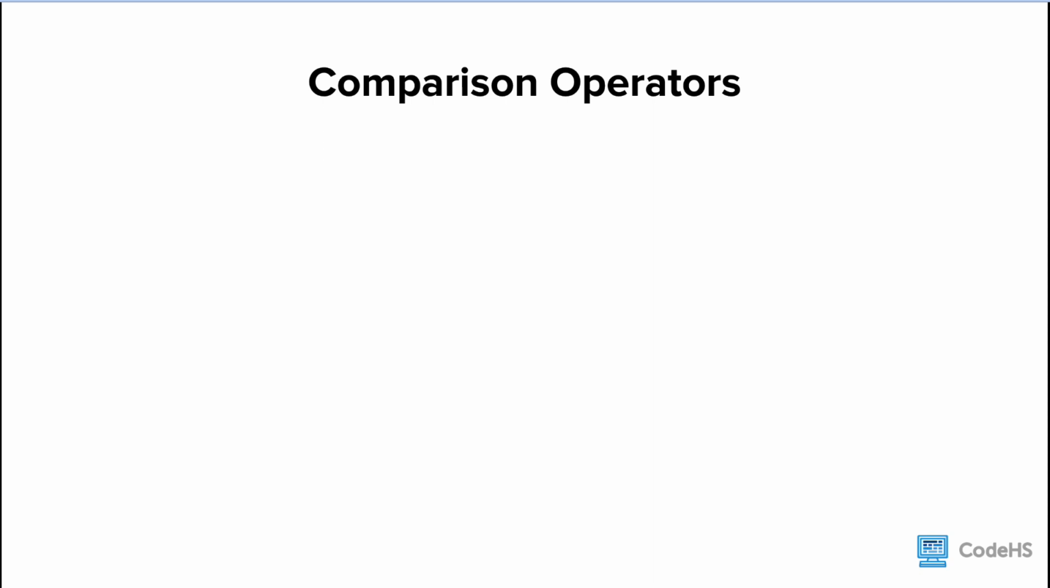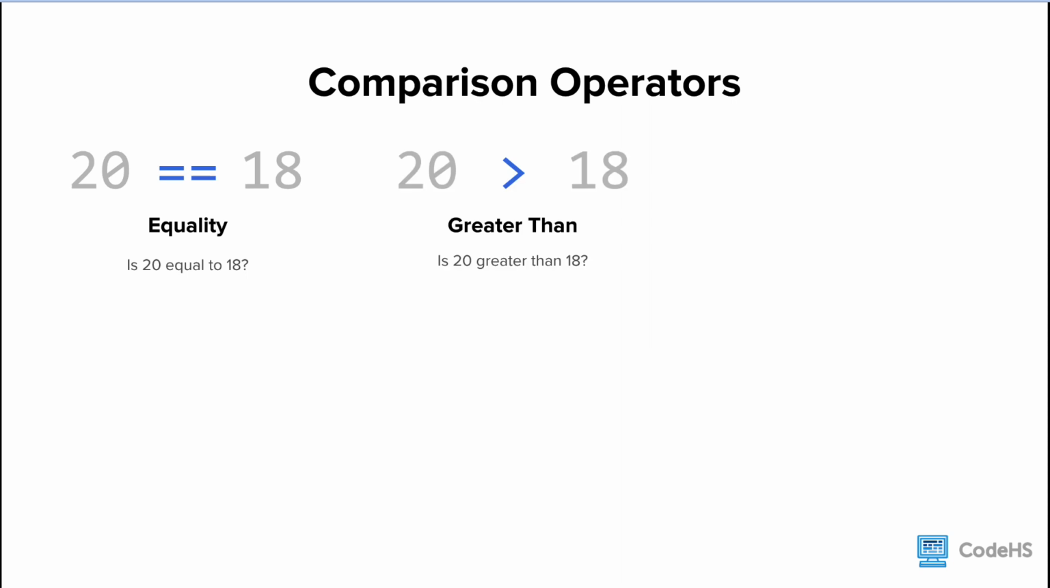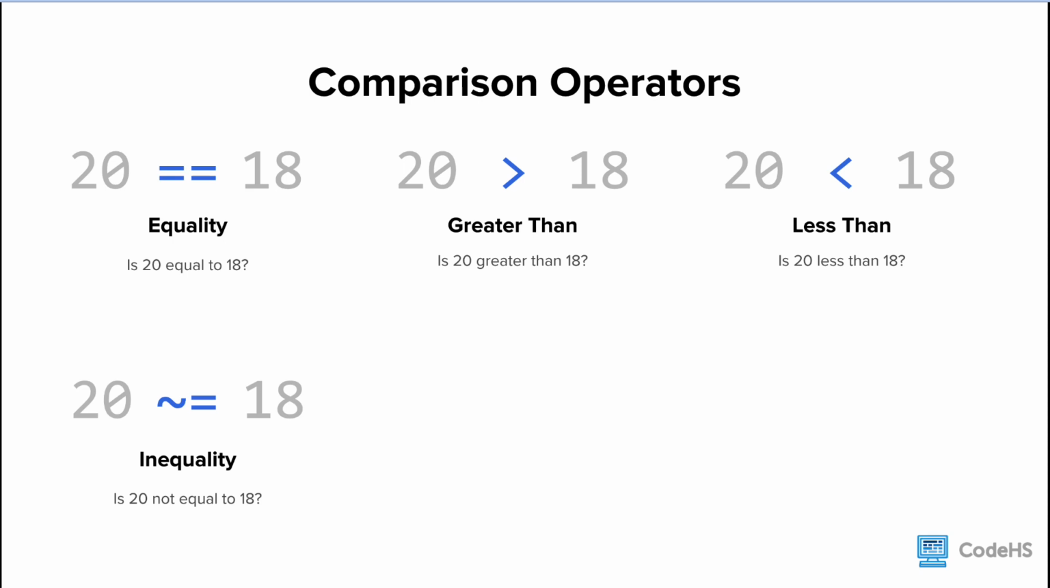Let's go over 6 useful comparison operators. To check the equality of two numbers, we use the equality operator, which is denoted by 2 equal signs. To check whether the value is greater than another value, use the greater than operator. To check whether the value is less than another value, use the less than operator. To check whether a value is not equal to another value, use the inequality operator, which is denoted by a tilde and an equal sign.